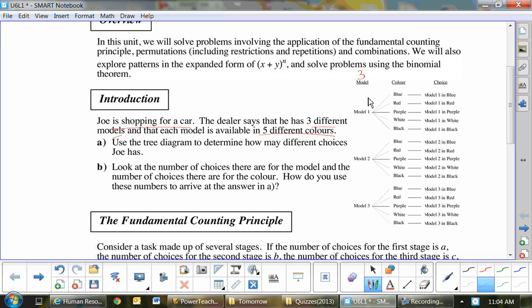Okay? But this one, the models, and then there are the colors. Do you see that for each model, there are 5 different colors? And since there are 3 models with 5 different colors, there are 15 choices, right? 5, 5, and 5. So all you have to do is multiply the number of choices of the first one times the number of choices of the second one times the number of choices of the third one.